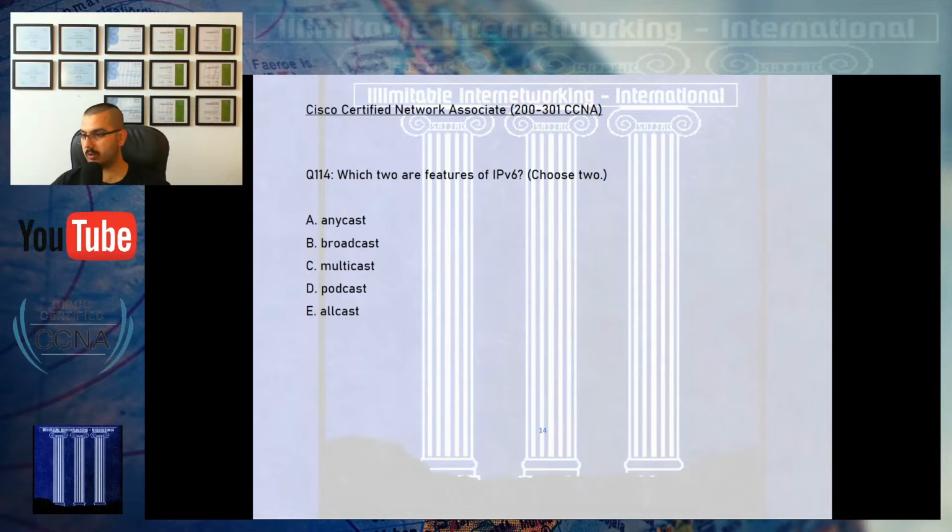Okay, so question 114 will be, which two are features of IPv6? Just like I've mentioned before, broadcast is definitely not an IPv6 feature. So anycast is just like before, multicast is just like before. It does not support broadcast. Instead, it comes with anycast, and there is also unicast. So it's unicast, anycast, multicast. That's it. No podcast, no allcast. Okay, only these two. And if it was answer 3, then there would definitely be a unicast also.